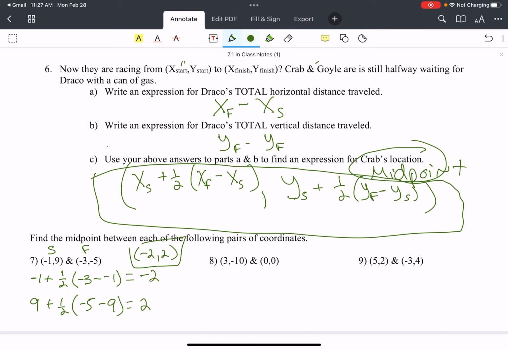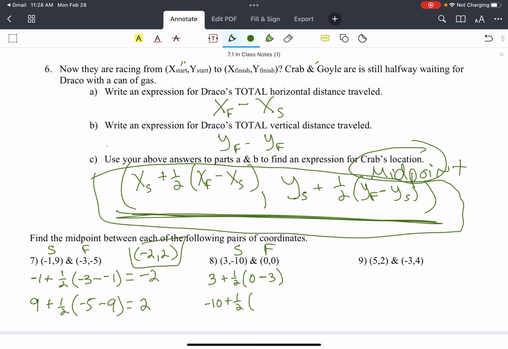Okay, the first one is our starting point. So start and finish. So I'm going to do start plus half. Is it always start and then the plus half? Yeah, look, this is our formula: start plus half of finish minus start. Put that on a calculator. You got it.